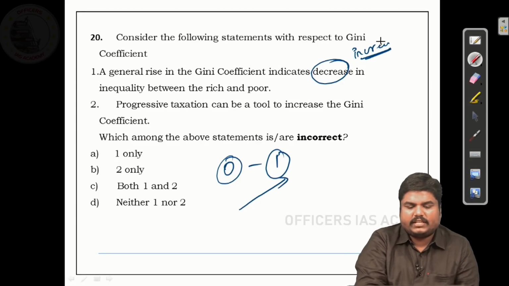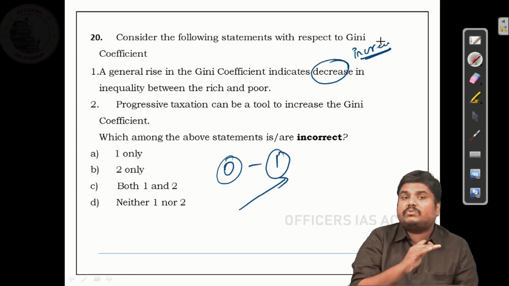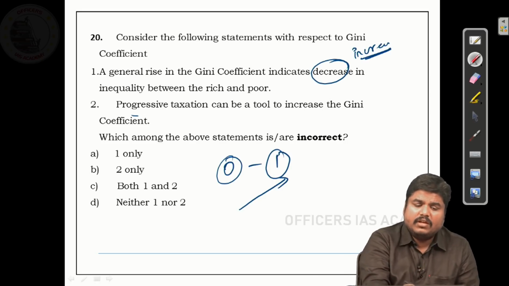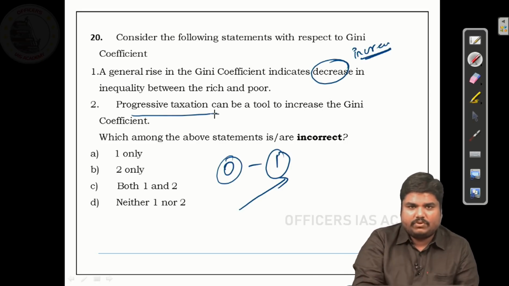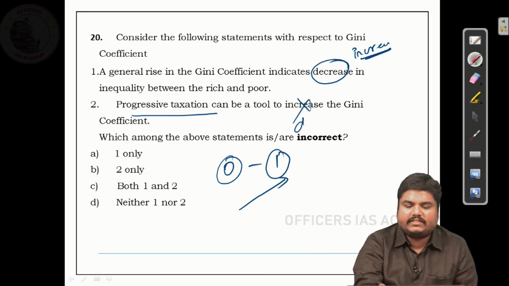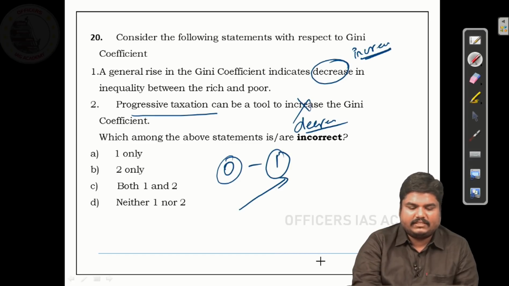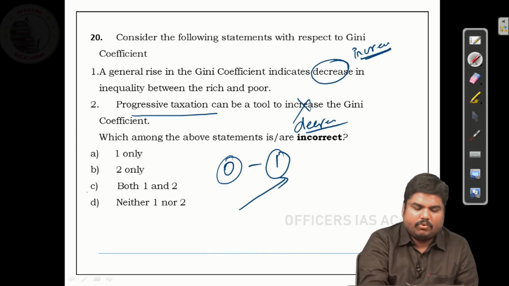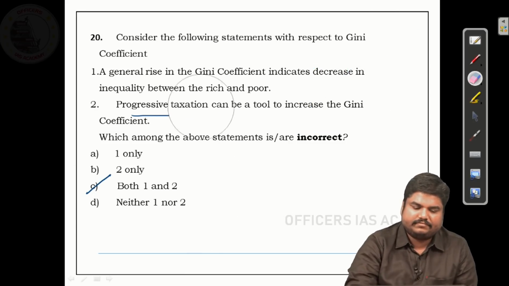So, second one, progressive taxation can be a tool to increase the Gini coefficient. Basically, the Gini coefficient measures inequality. To reduce the inequality, we have to go for progressive taxation. We all know progressive taxation means taxing the rich more as they earn more, right. So, this is a tool not to increase, rather it is a tool to decrease the Gini coefficient, right. So, the answer, regarding incorrect statements: both the statements are incorrect.